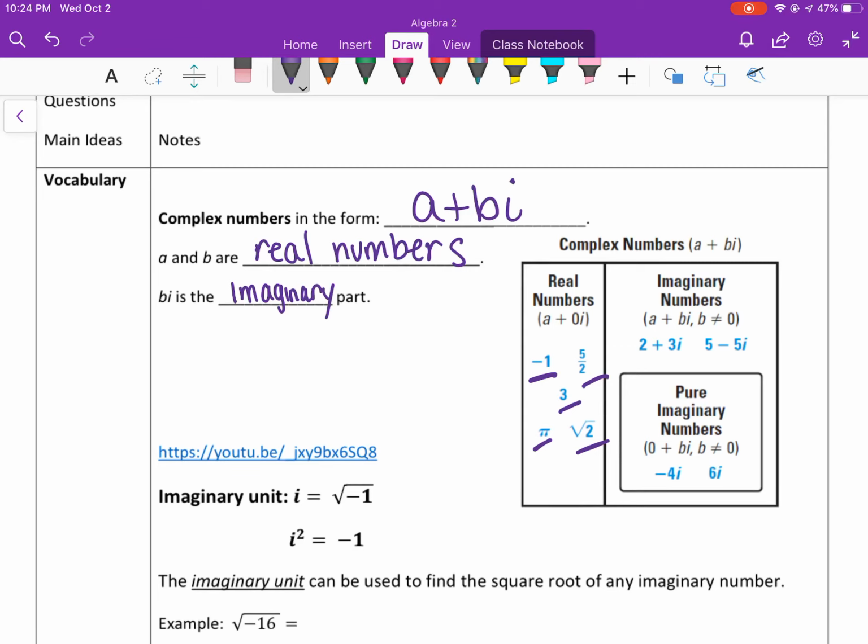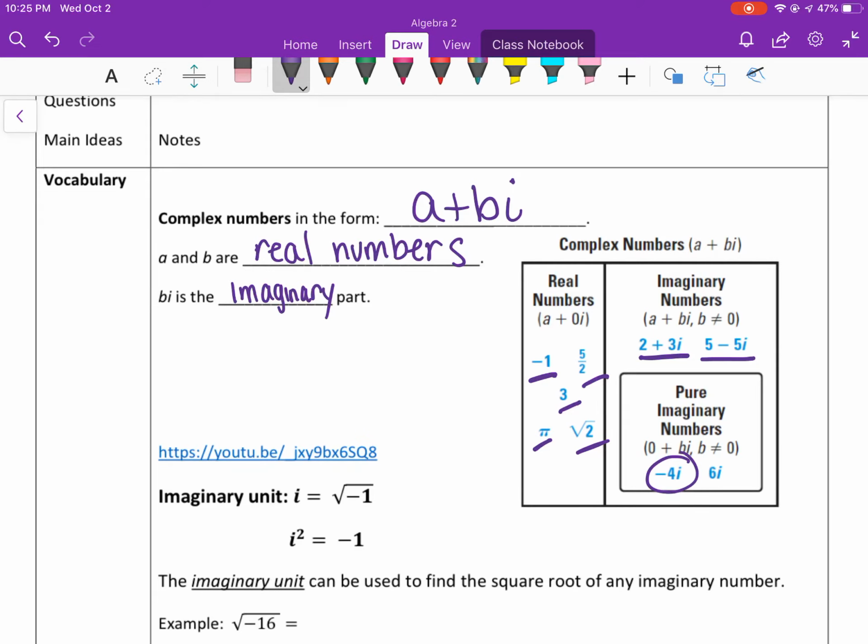Now, the imaginary numbers are part of the complex number system. Imaginary numbers are like 2 plus 3i, 5 minus 5i. Pure imaginary numbers are ones that just have the i part, like negative 4i. Imaginary numbers are used a lot in electricity. That's probably the number one place you might see imaginary numbers, like in an electrical circuit or an electrical board. So anything that deals with electricity involves the use of imaginary numbers.